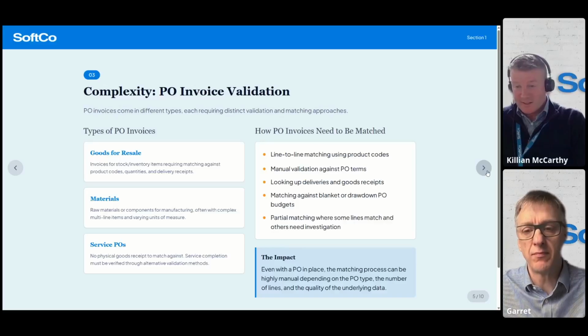And you've said it there on the right hand side. Now you're into, and that's before we even get into the matching issues of line item matching, deliveries, goods receipts we just referenced, blanket or drawdown budgets. So there are challenges with those as well, and people are setting up POs incorrectly.